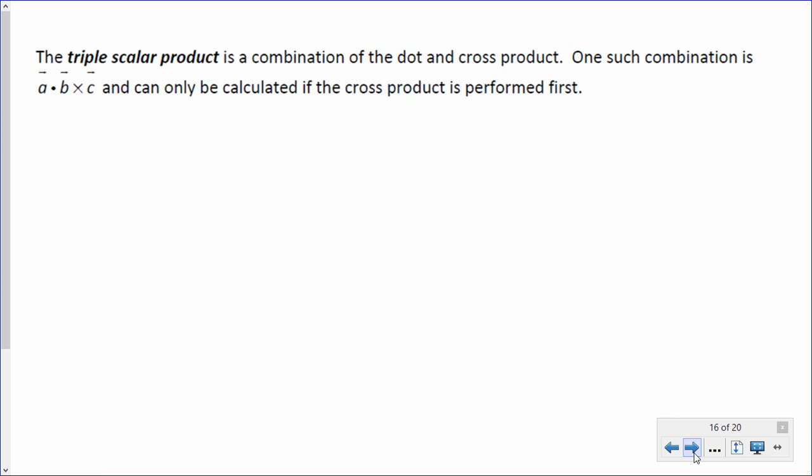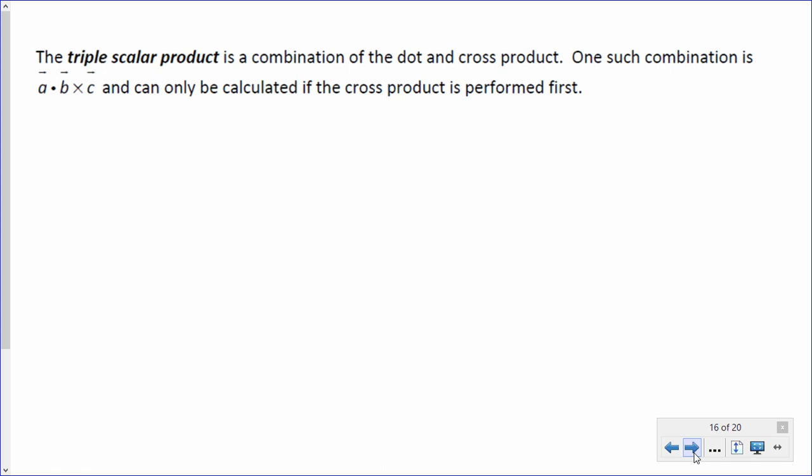The last topic, the last concept you have to worry about on the assignment, relates to one question. It's called the triple scalar product. It's a combination of dot and cross product. So now we've got a mix and match. We've got cross and dot product happening.